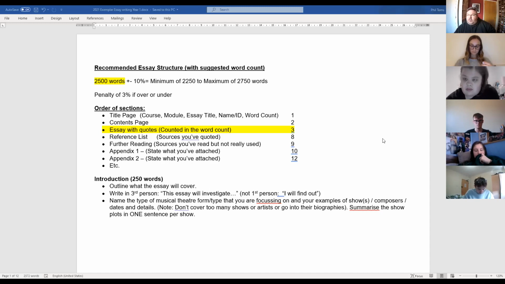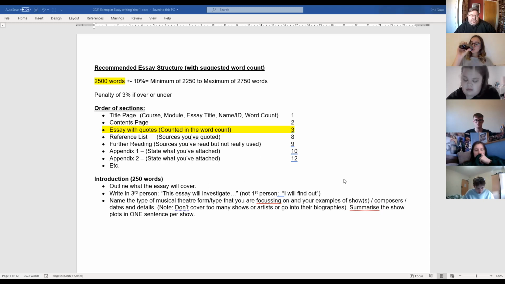So much to choose from, but all I need you to do is to email me, and I'll send my email in the chat in a minute. Email me the form or genre and 2 show titles, and then I'll say, yep, I agree with those, or what about swapping one of these to this one? Once you've done that, then you can have a go at writing your 250-word introduction.